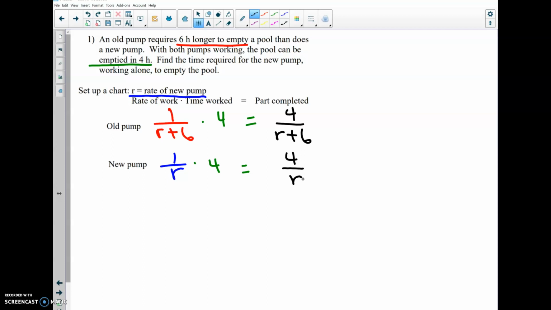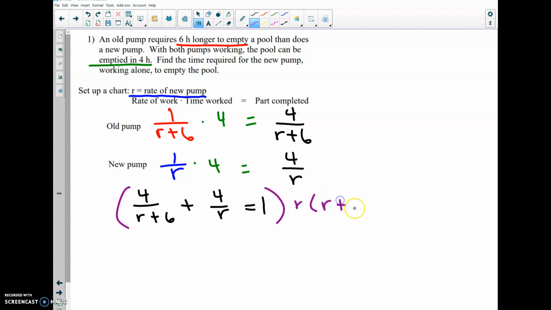So you are writing each of their parts completed, adding them together, and setting it equal to 1. The equation will look like this. Remembering how to solve this equation, to get rid of your denominators, you need to multiply the whole equation by the least common multiple. R and R plus 6 do not have anything in common, so we're multiplying our equation by both R and R plus 6. So go ahead and multiply that out.